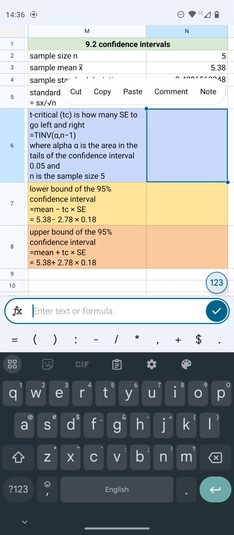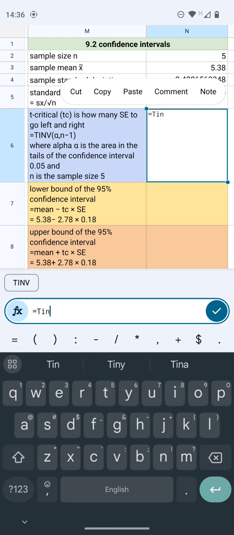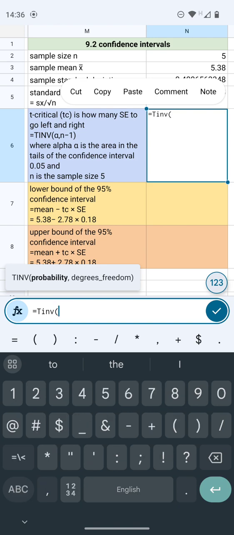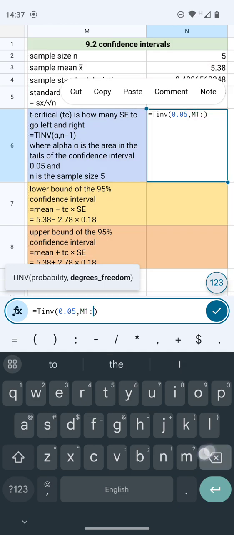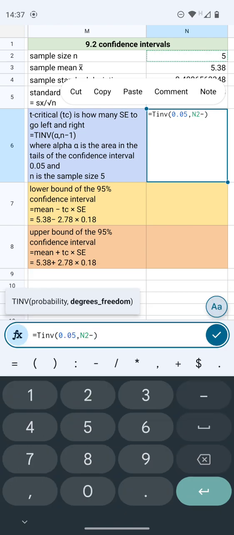And so to calculate this, I'll be typing in the t-critical function, which is TINV. It's T inverse, open parenthesis. Now I'll be using the 0.05, the area in the tails, and then I'll be using n minus 1, n as in sample size, minus 1. I missed on that one, so I'll get back and fix that. N minus 1. That's the formula for t-critical. That's new to Chapter 9.